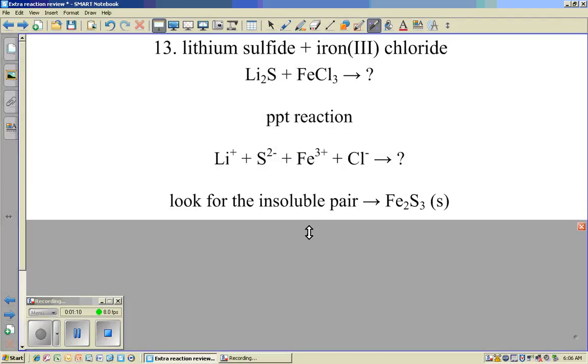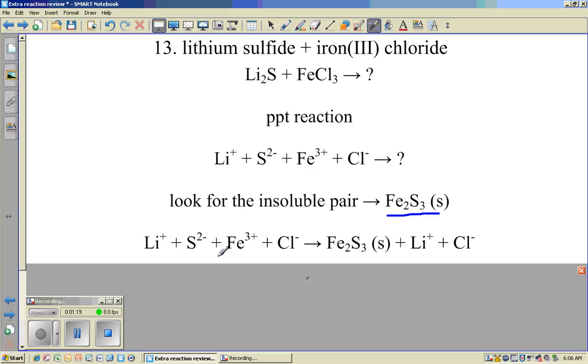So having identified it and using the crisscross to get the right formula, we're going to make solid iron(III) sulfide. We can identify the salt, the other piece that comes in, by what's left over. Now, we already said that lithium is not going to form an insoluble compound with anything, so lithium and the chloride are going to stay in solution.